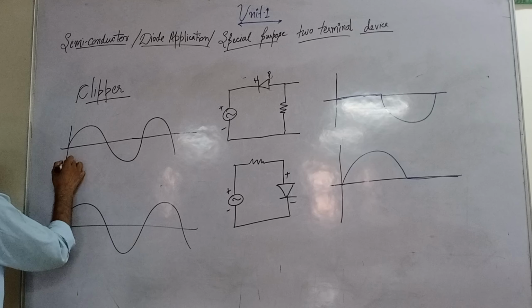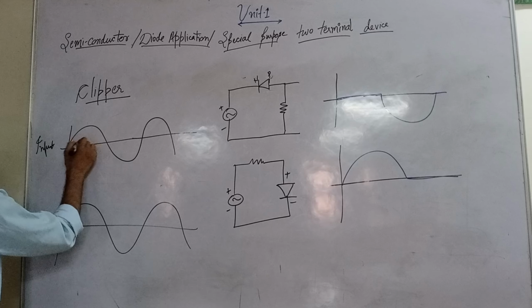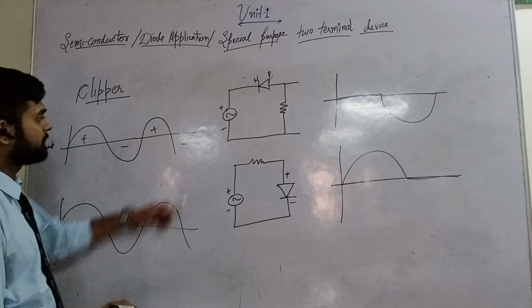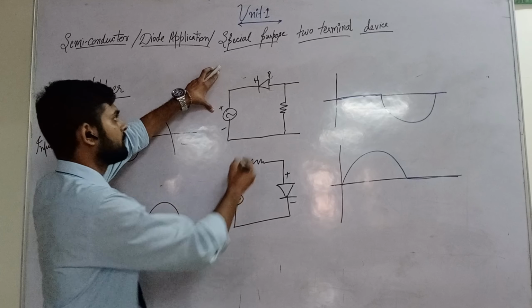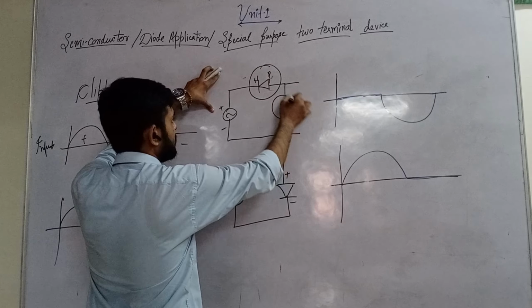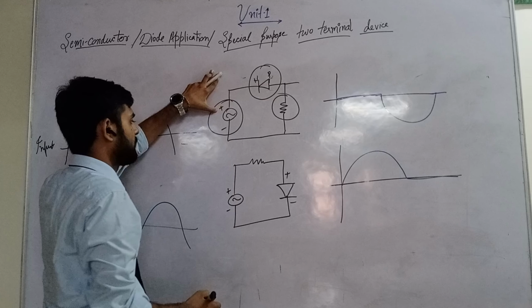Now we proceed to the clipper. A clipper clips the signal. This is the input signal, a sine wave, positive, negative, positive, negative. This is the circuit. This is the diode, load, resistance. This is the current, positive, negative.